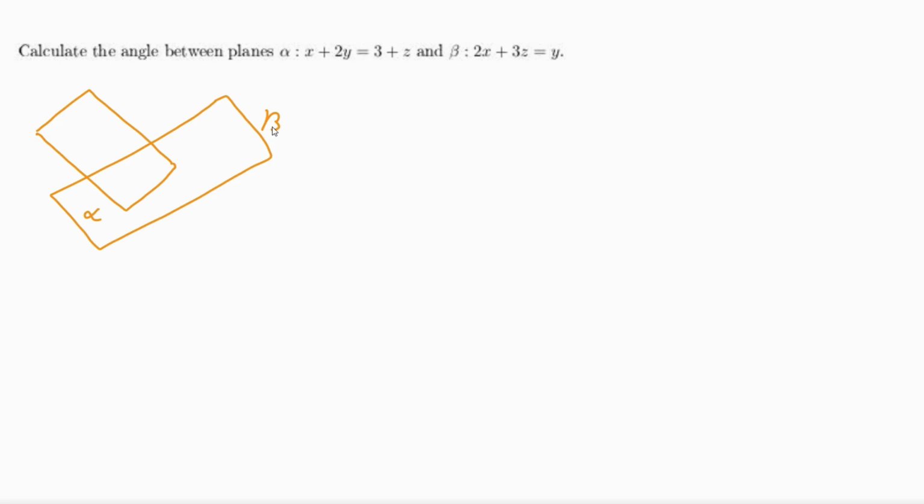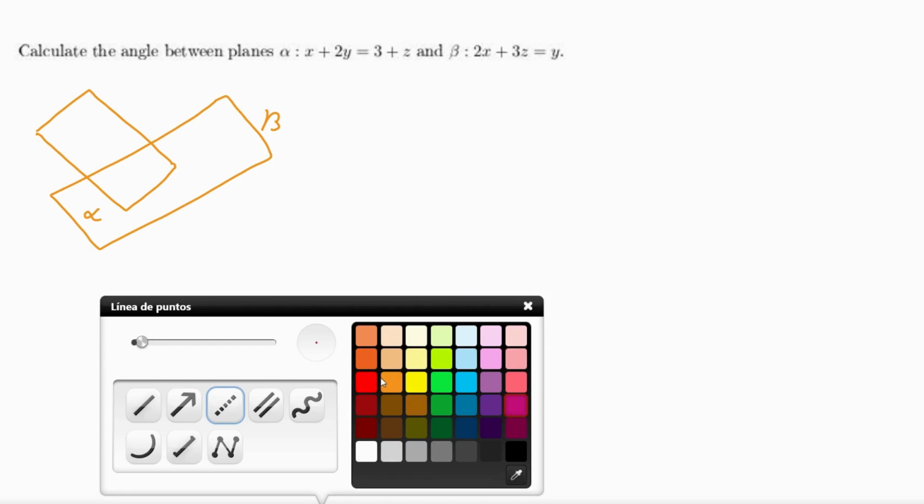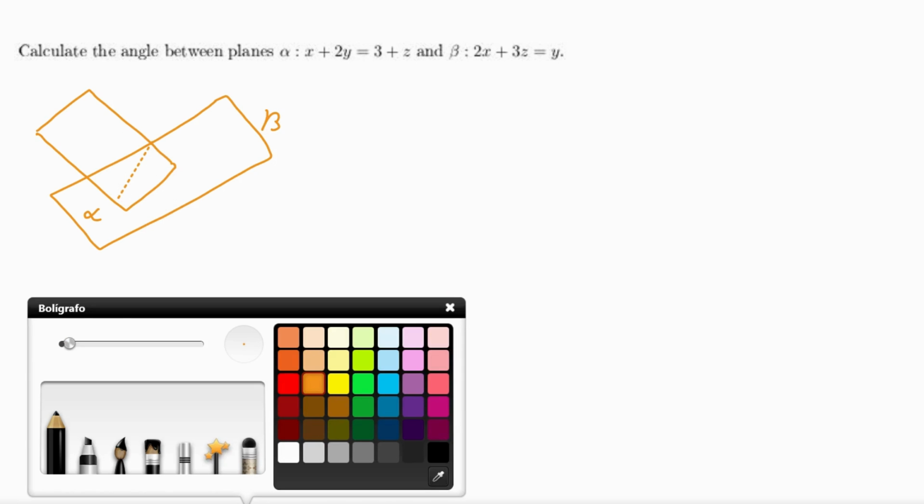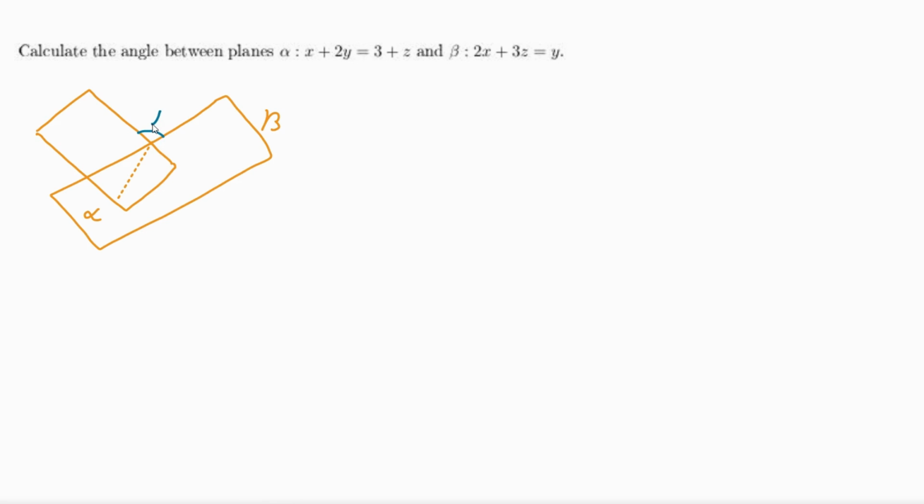So they intersect. Let's say that they intersect in this area right here. Okay, they intersect. So they create an angle between them. Let's say that the angle is theta.